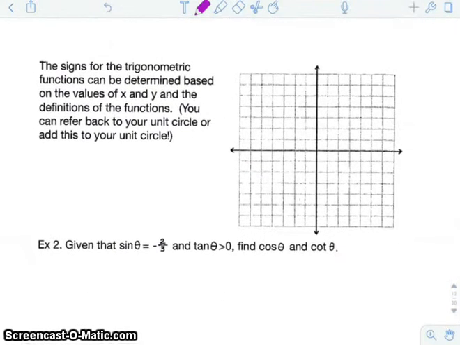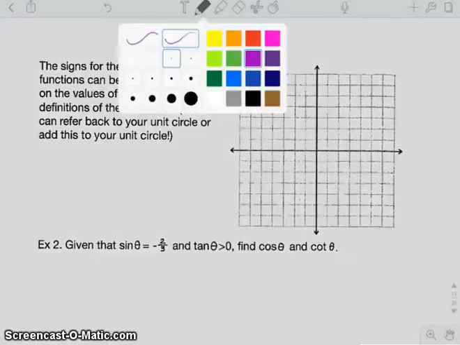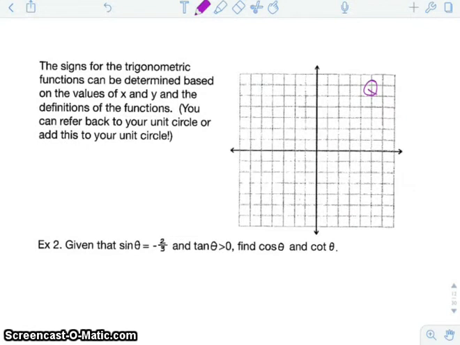All right, the signs of the trigonometric functions can be determined based on the values of x and y and the definitions of the functions. You can refer back to your unit circle for this. You might even want to add this to your unit circle. When we're in the first quadrant, Q1, all of our values are positive. So sine is positive, cosine is positive, and tangent is positive.